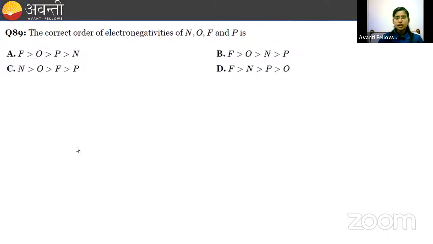Now coming to question number 89. The correct order of electronegativities of nitrogen, oxygen, fluorine and phosphorus is. So nitrogen, oxygen and fluorine belong to the second period and phosphorus belongs to the third period of the periodic table. So let me write the period number and also the group number. So the group number of nitrogen is 15 and 16, 17. So nitrogen belongs to the 15th group and second period.